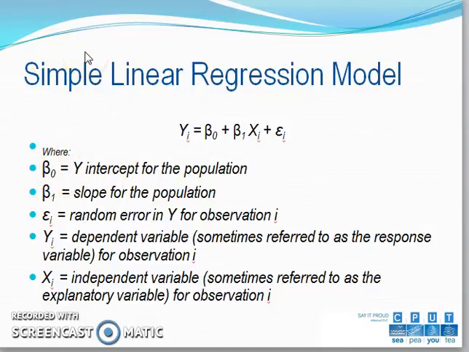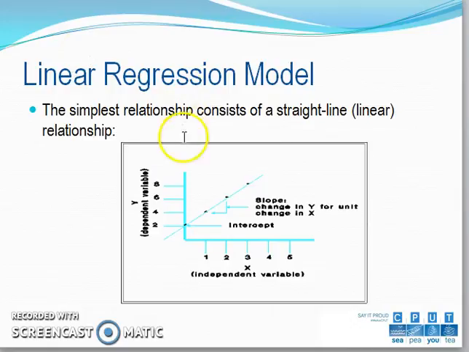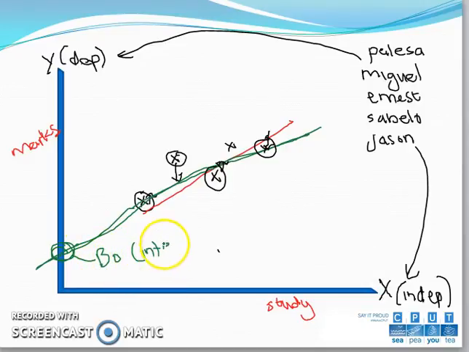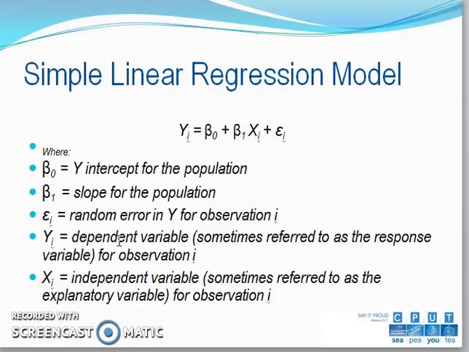Now, what do I mean by intercept? Let's look back again. My intercept is where my line is going to cross my y-axis. So if that is my line, this over here is my intercept, or B0. And then B1 is the slope of my population.